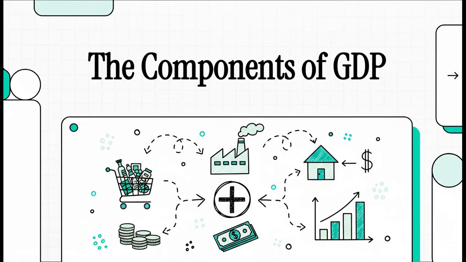Welcome to our explainer. Today, we're breaking down one of the most important concepts in all of economics, gross domestic product, or GDP. We're going to look at how economists measure it by answering a pretty simple question. Where does all the money go? We'll do this by adding up all the different kinds of spending in an economy.